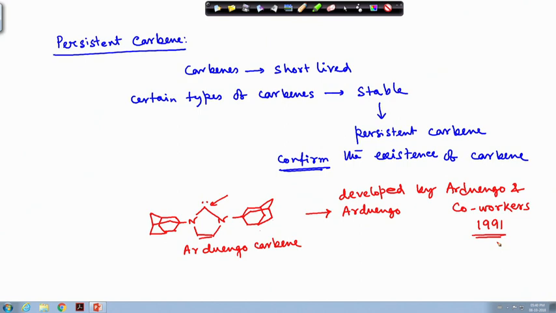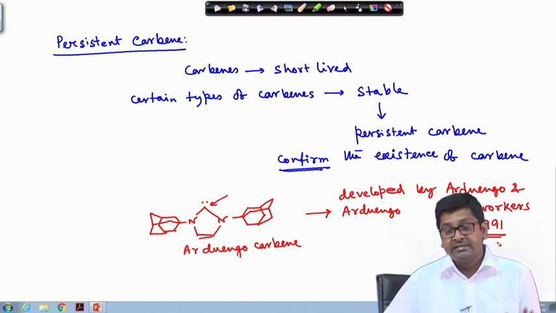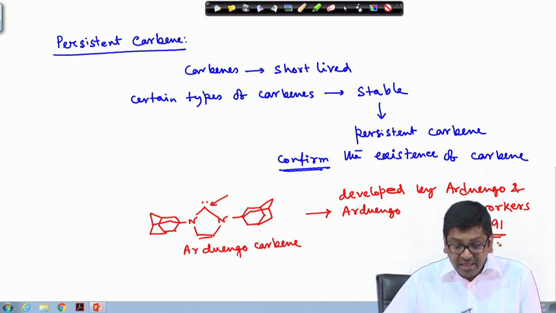Okay. In the next class, we will learn why this type of carbenes are stable, what kind of factors make this stable, and with that we will learn a few more persistent carbenes. Okay? Thank you.